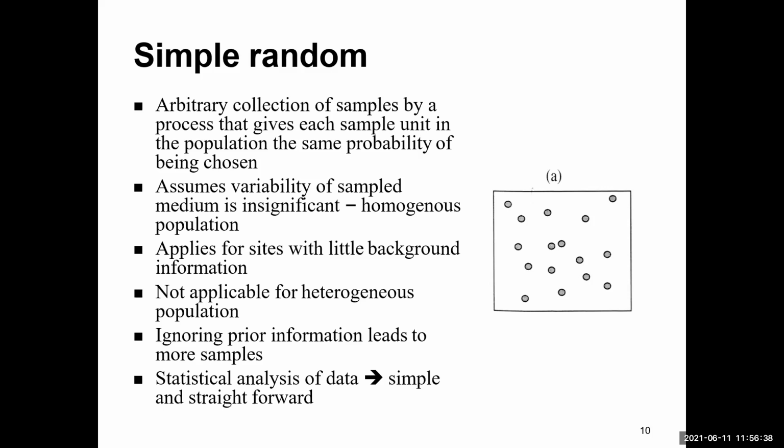They're not applicable for the heterogeneous population. Ignoring prior information leads to more samples. A statistical analysis of data, simple and straightforward. This is the collection part of simple random sampling.